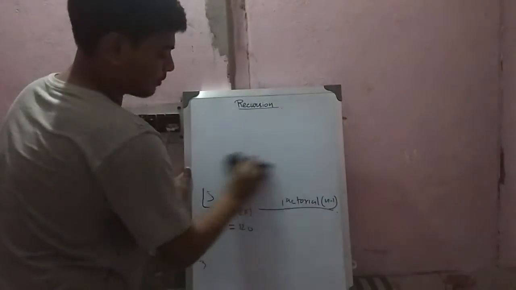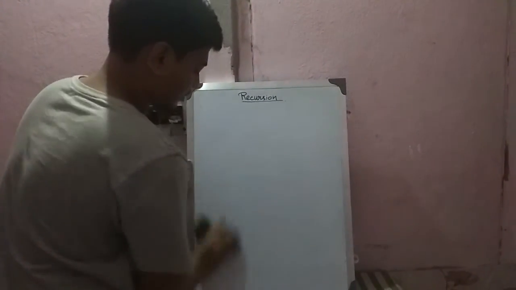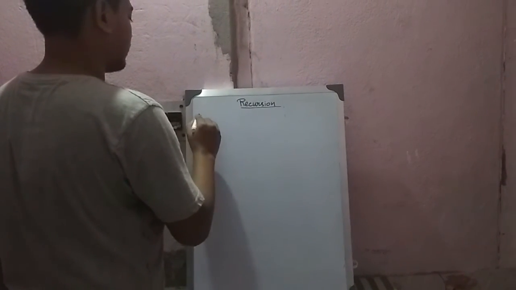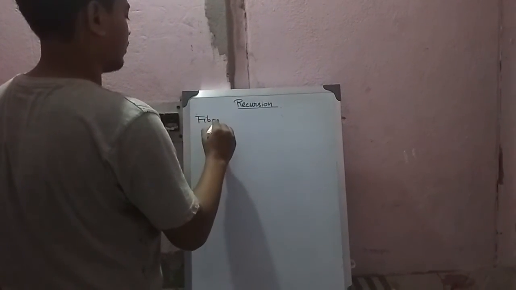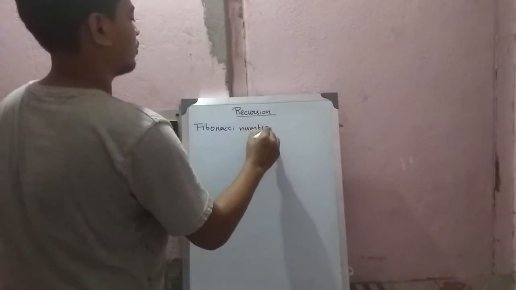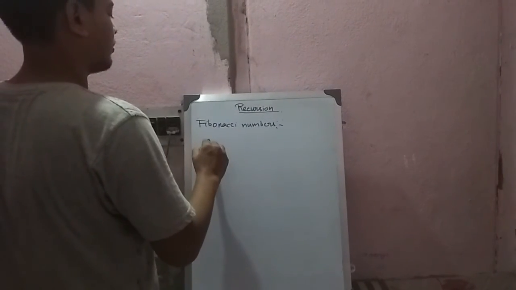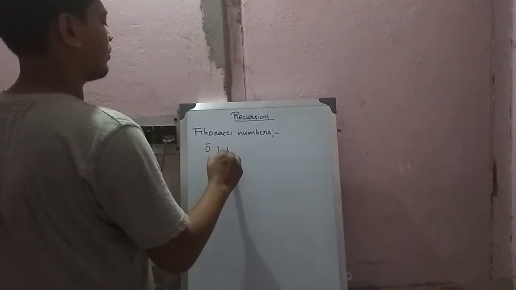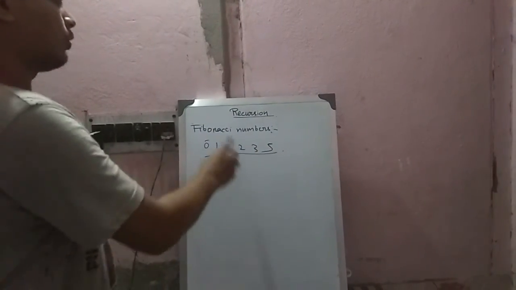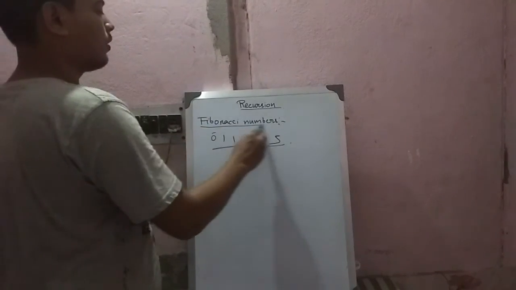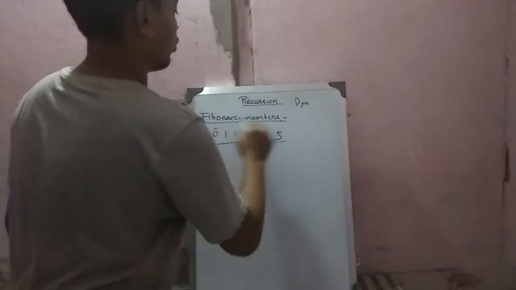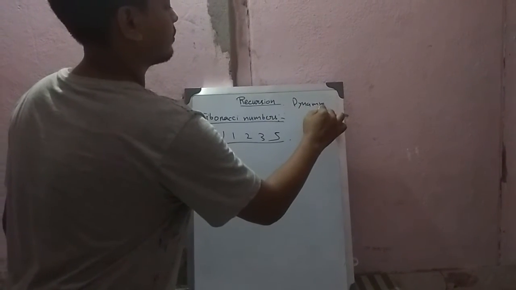And let's come to the last problem. It is the famous problem of recursion, and this is Fibonacci numbers. So I assume you know what a Fibonacci number is, like 0, 1, these two numbers sum 1, then 1, 2, 3, 5. So this is the Fibonacci sequence. It is also the base of dynamic programming. It opens the door of dynamic programming.